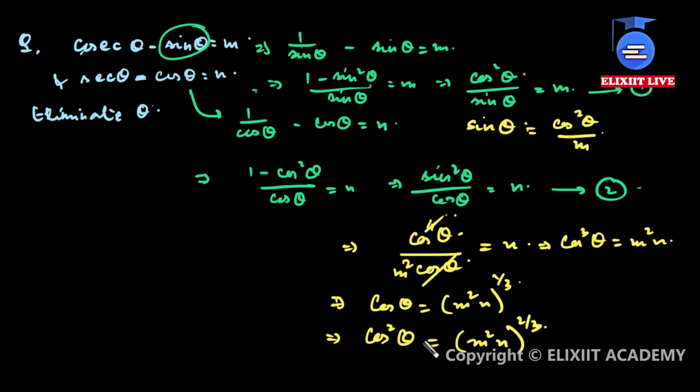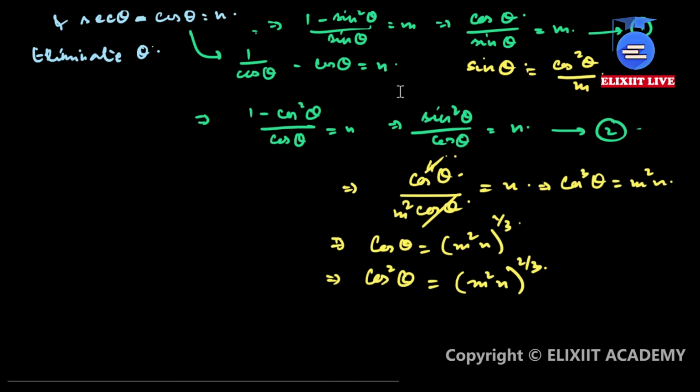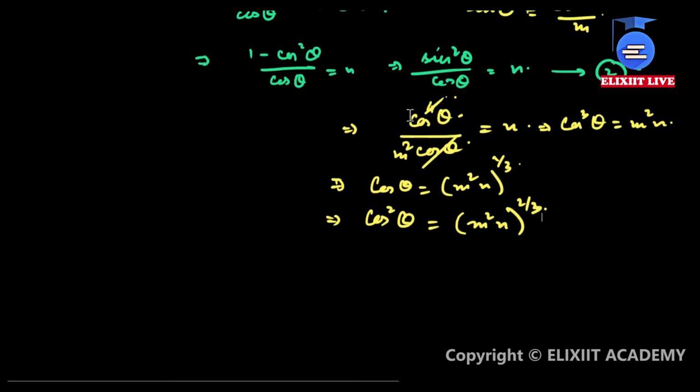Why are we finding out cos square theta? Because we want to utilize the relation sine square theta plus cos square theta is equal to 1. We want to utilize that particular relation, that's why we are finding out cos square theta. Similarly, you find out what is sine square theta.